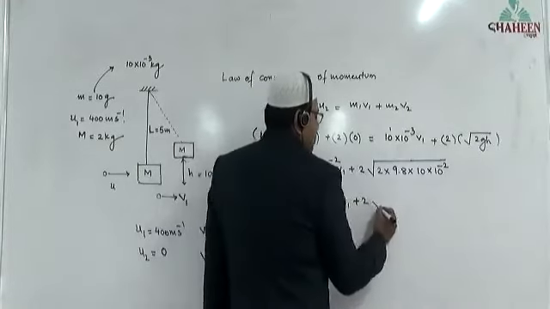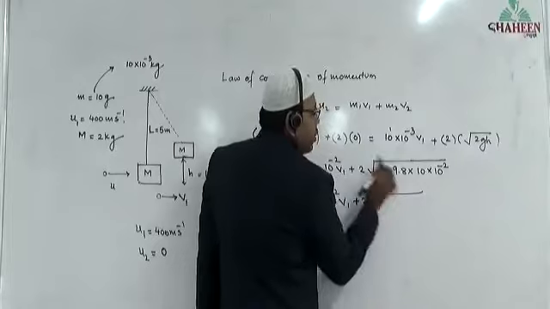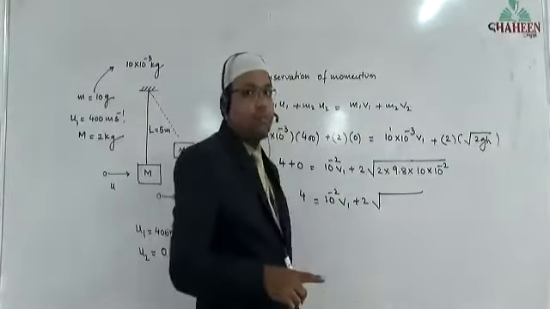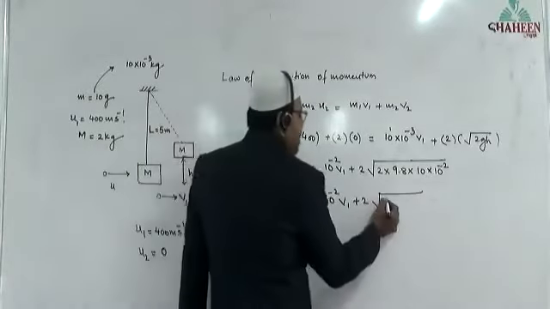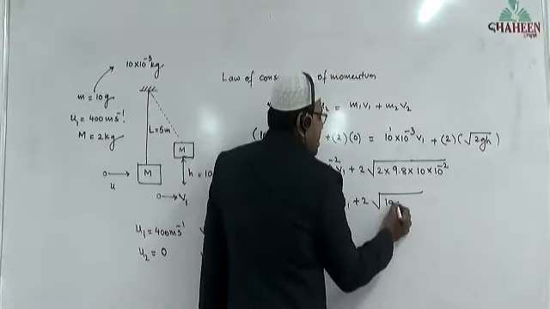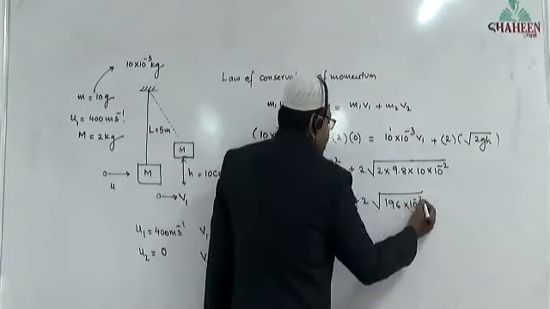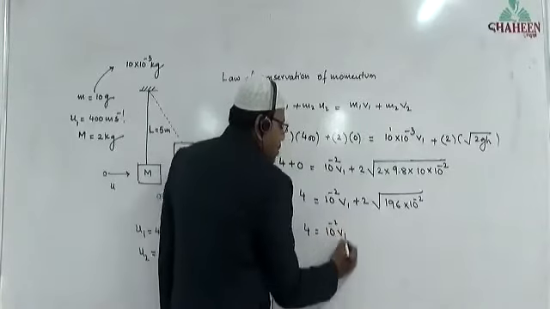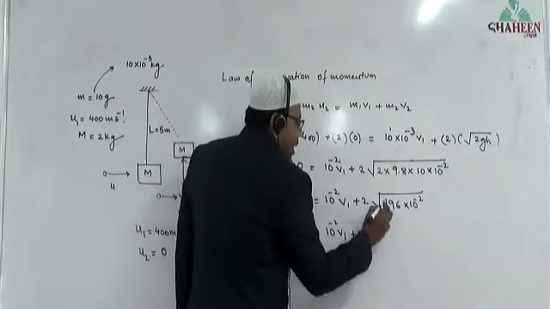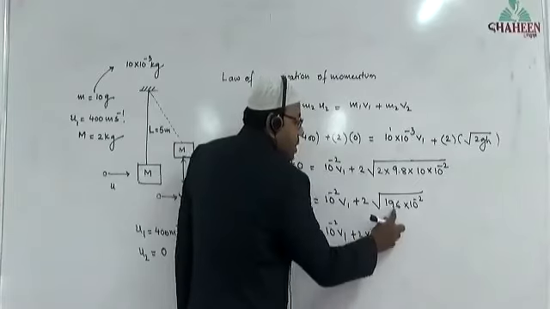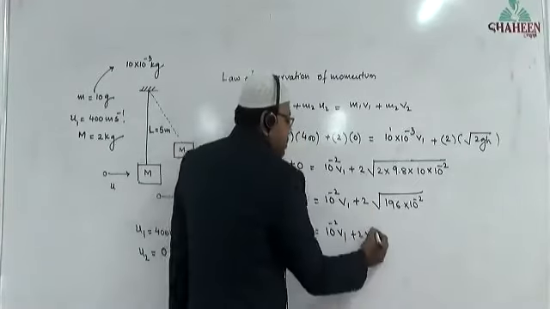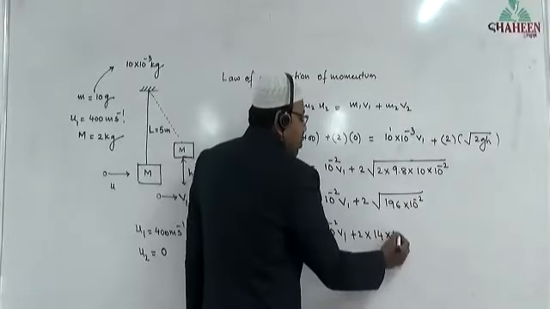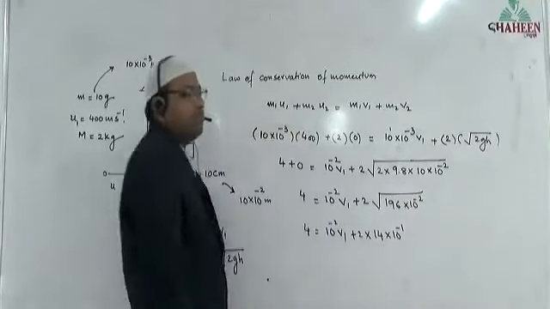Pay attention, a very important step. 2 into 9.8 is 19.6. 19.6 into 10 gives 196, so 196 into 10 power of minus 2. So 4 is equal to 10 power of minus 2 V1 plus 2 times the root of 196. The root of 196 is 14, and the root of 10 power of minus 2 will be 10 power of minus 1. Okay?